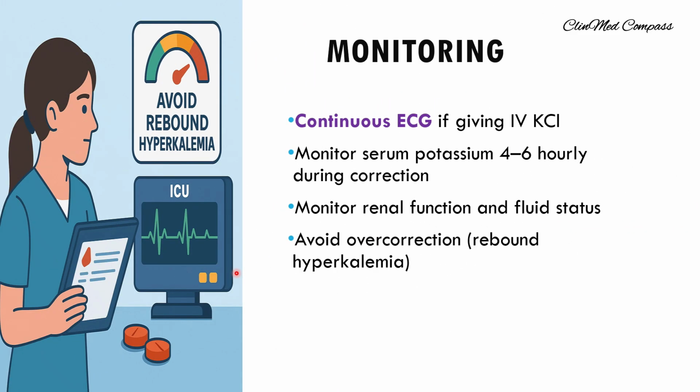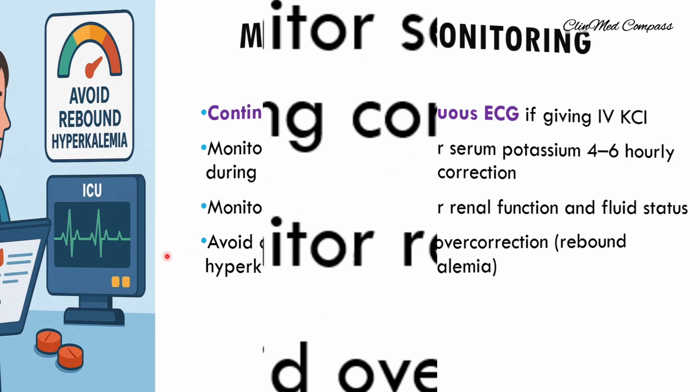Few key points to note in the management of hypokalemia. Continuous ECG monitoring is mandatory if giving intravenous potassium chloride. You monitor serum potassium 4 to 6 hourly. You also monitor the renal function and the fluid status of the patient. Avoid rebound hyperkalemia by going slowly.